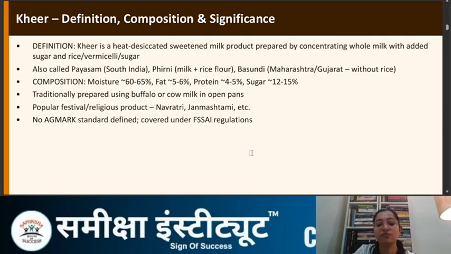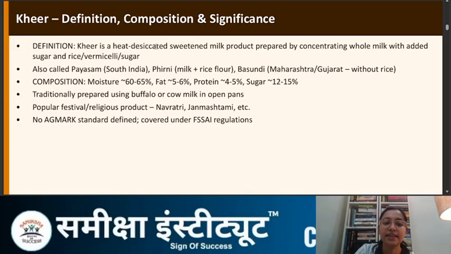You are already well versed with kheer. It is heat desiccated. Desiccation is basically evaporation, the elimination of moisture. So how is the moisture eliminated from whole milk? Through the addition of heat, through heating of the milk.